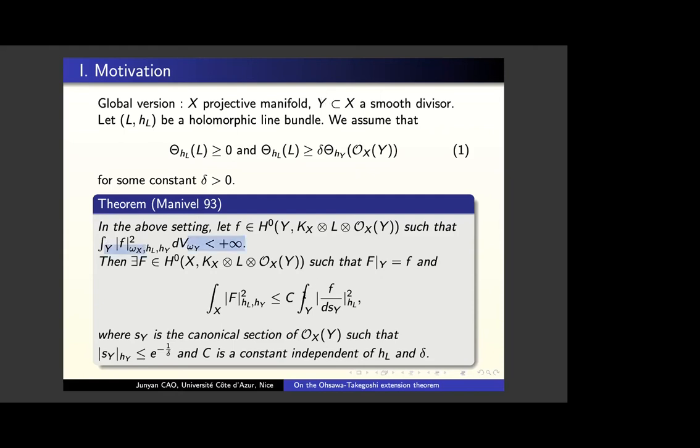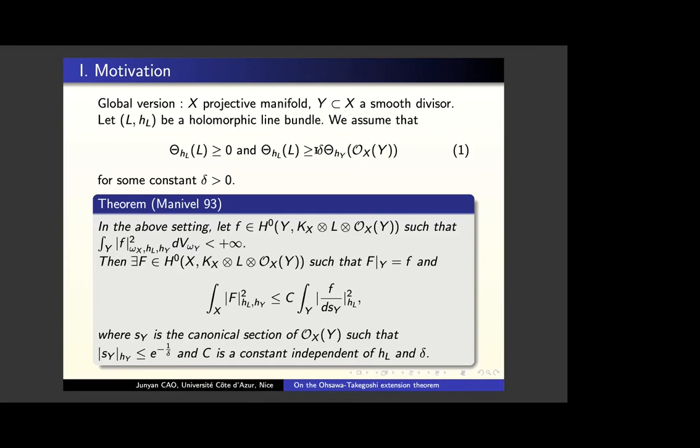Before passing to the next slide, I would just mention that in the case where Y is smooth, these two L2 norms are equivalent. But in the case where Y is simple normal crossing but not smooth, we can check that these two norms are not equivalent. In Hörmander-Weil's extension theorem, under the assumption that this integral is finite, we can always find an extension, even when Y is not smooth. But for applications, we can only assume that this L2 norm is finite. For most applications, if Y is not smooth, then this norm is not necessarily finite. I will explain this point later.